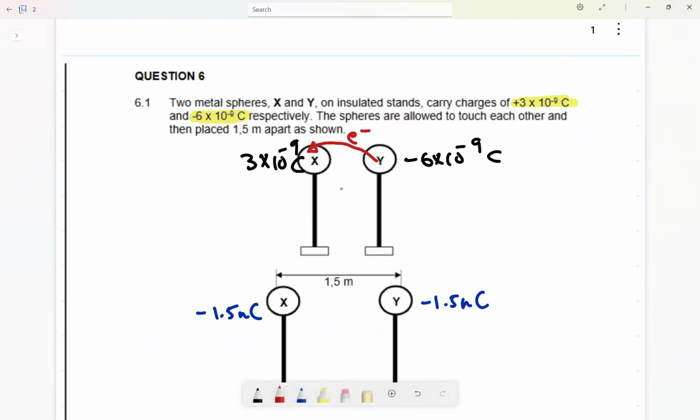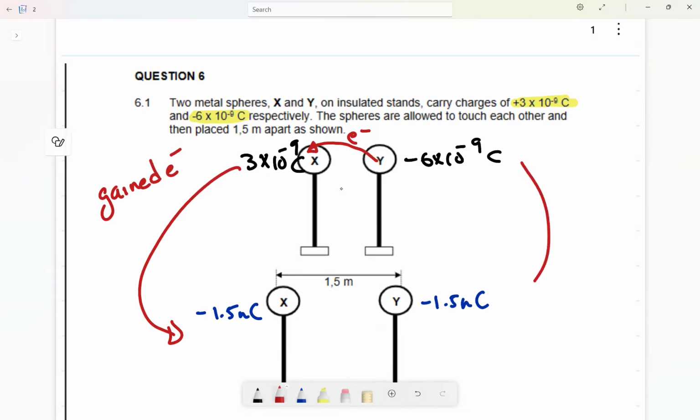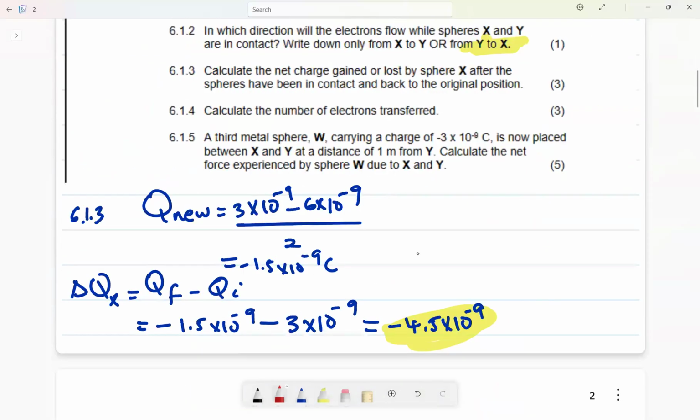Remember, if this one gained electrons, this one lost electrons. Why am I saying this one gained electrons? Because it was more positive, but now it is negative. How many electrons did it gain? It gained 4.5 times 10 to the power of negative 9 electrons. This one lost how much? 4.5 times 10 to the power of negative 9. Qx final, it is that one, then that one.